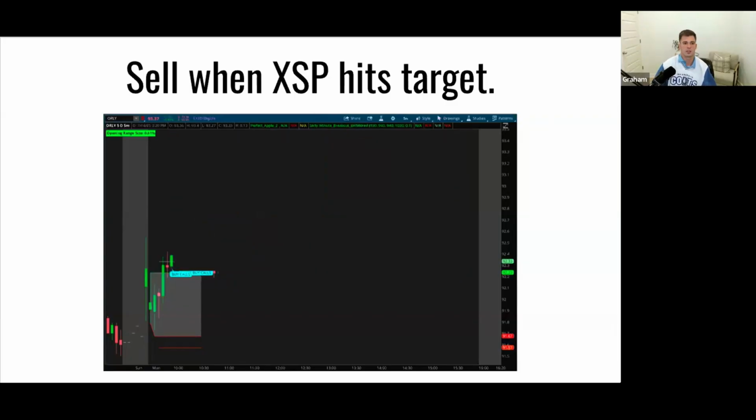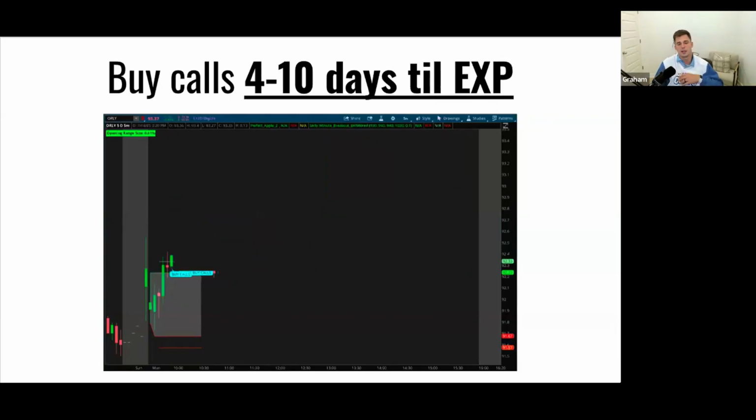But you get the gist of it. Now, which calls to buy? This is my general rule of thumb. I look to buy the weekly options. Again, I typically am not looking for a spread. I'm looking for the weekly options with no less than 4 days till expiration. So today I would not be trading today's expiration. I'd be trading next Friday's expiration.